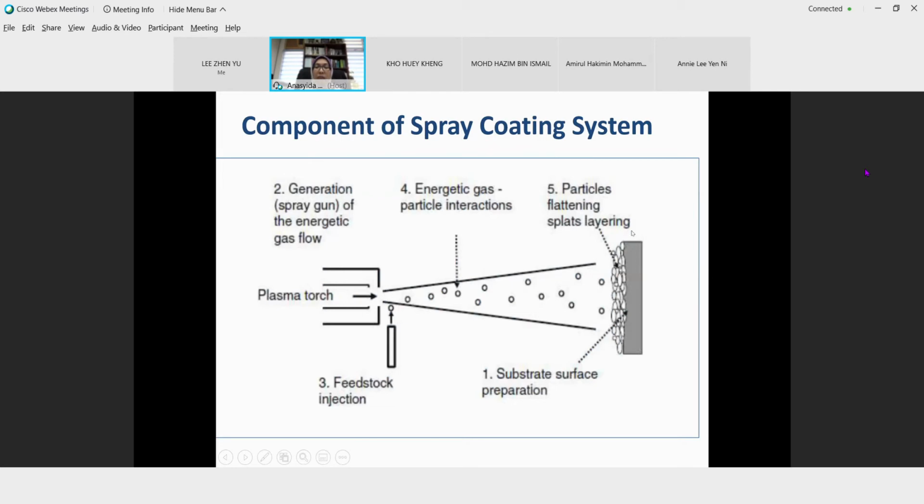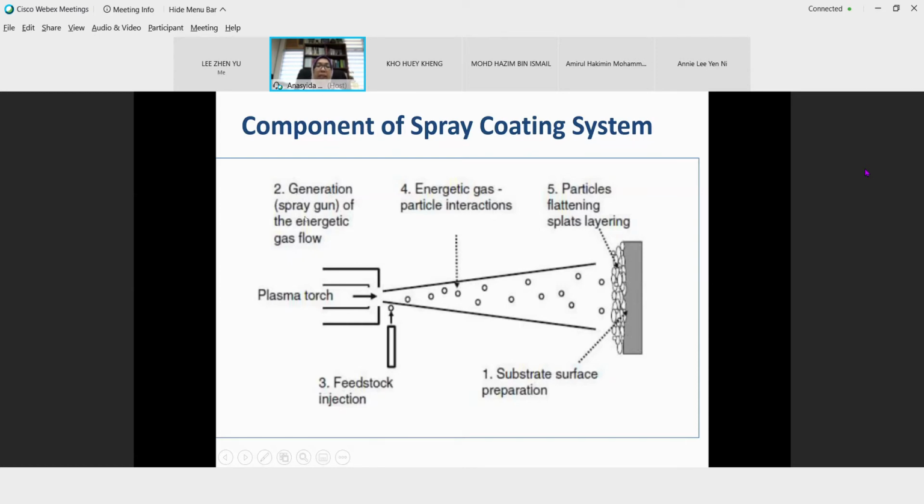You can see here, this is the substrate preparation, the first one. You must ensure that the substrate is surface roughened so that it can adhere the coating material. Otherwise, there will not be adhesion between the coating material and the pipe.